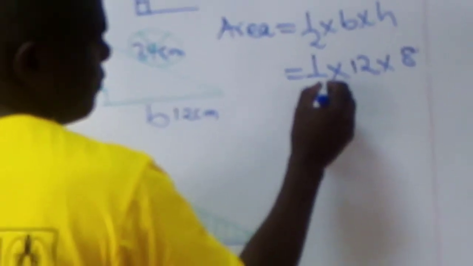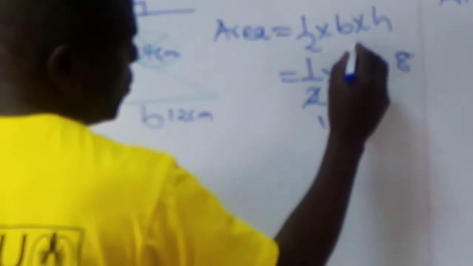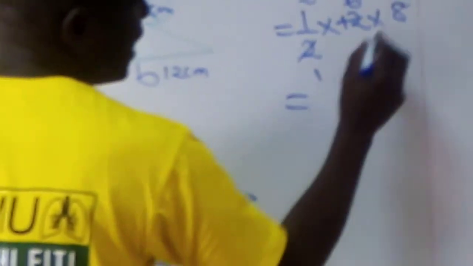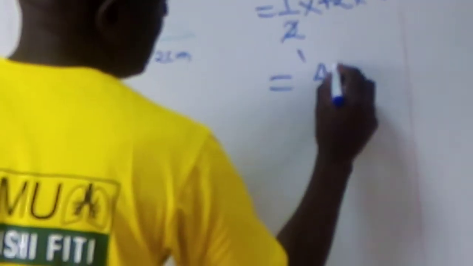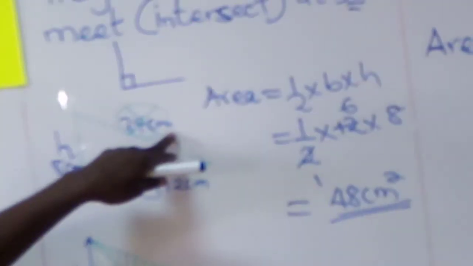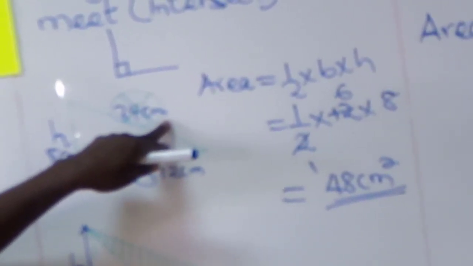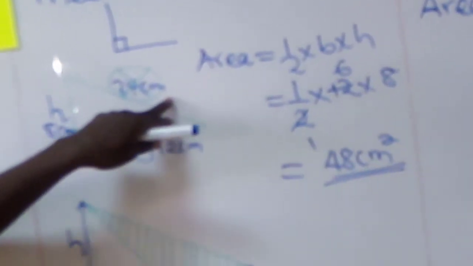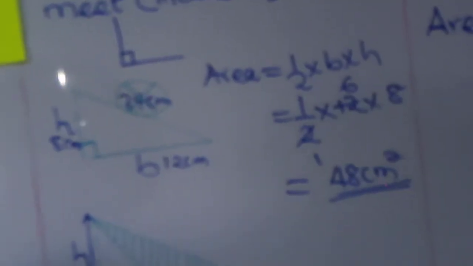So by 2, 1 and by 2, 6. So 6 times 8 would give us 48 square centimeters. You see that? We have found the area without involving the diagonal or the hypotenuse. Right? We don't use the diagonal or the hypotenuse to find the area.